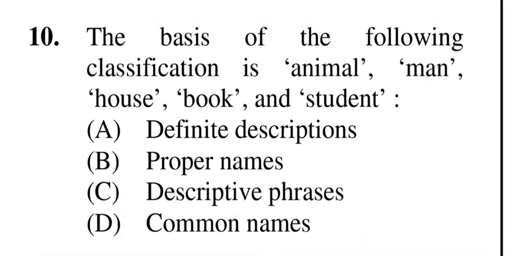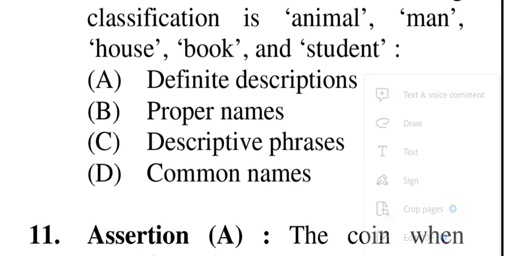Number 10: the basis of the following classification is animal, man, house, book, and student. Now we have to find out: definite descriptions, proper names, descriptive phrases, common names. Common names will be the classification for animal, man, house, book, and student.